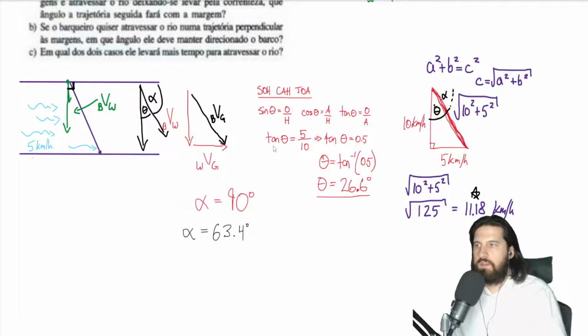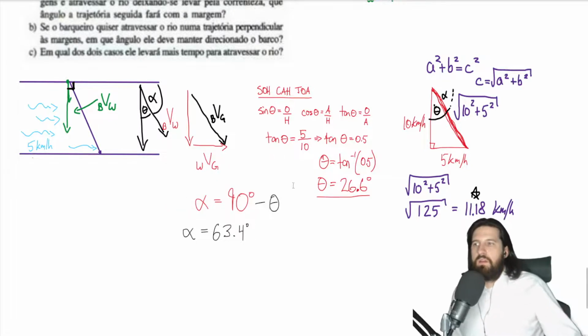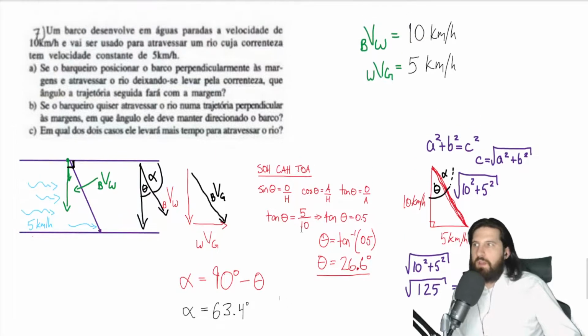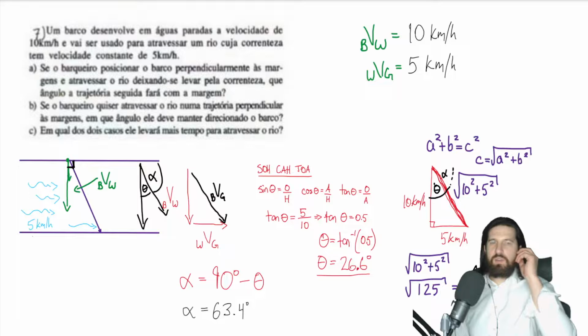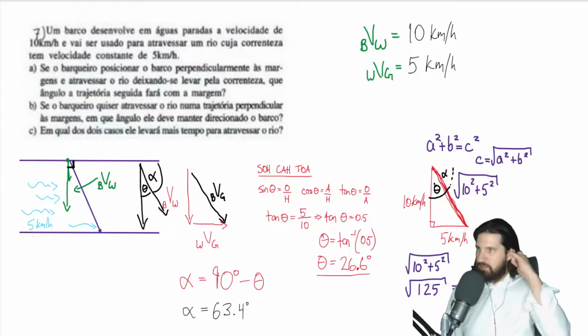Okay. So then it's 90 minus theta, right? Beautiful. Okay. And then what about part B? What does it ask in part B? I need to get it. Okay, I'll translate it. I'm gonna try to interpret here.